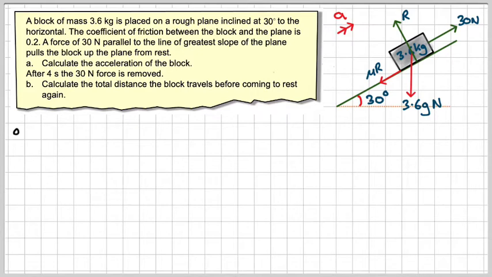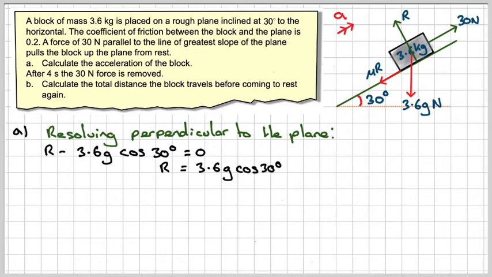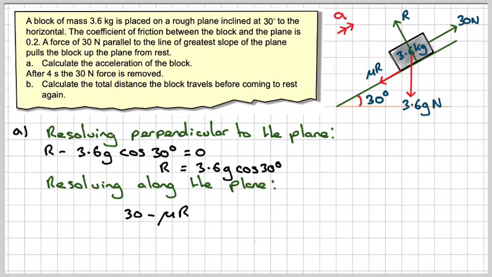Don't forget to mark on the acceleration. Right, if we resolve perpendicular to the plane, because we will need to find mu R, the frictional force, then we have R, and the component of the weight will be 3.6g cos 30 degrees, equal to 0 because that's in equilibrium, and that will give R is 3.6g cos 30. Resolving along the plane, we have 30 newtons minus mu R minus the component of the weight, which is 3.6g sine of this angle, 30 degrees.